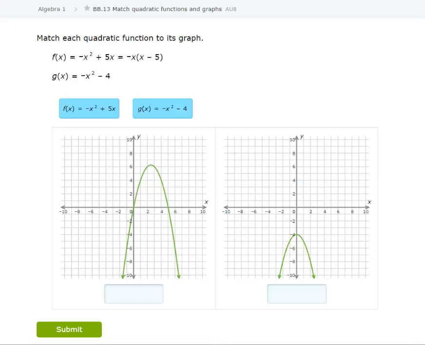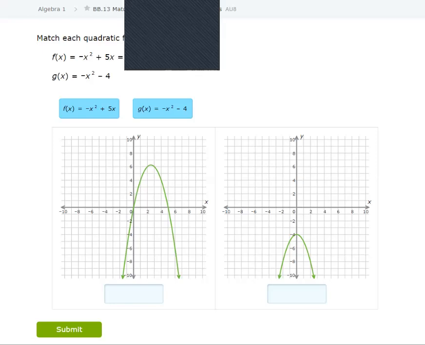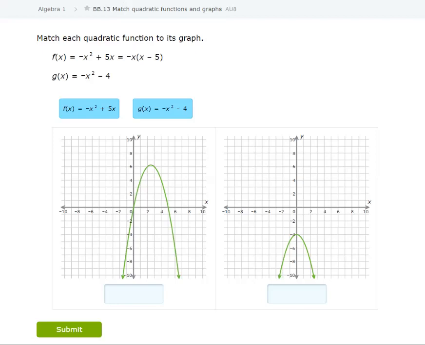Okay, this is example 2 for BB13, match quadratic functions and their graphs. So if we notice for our first equations here, they both have a equals -1. So we're not actually going to be able to choose which equation goes with which graph just based on that -a like we did on our last example. So let's look at the standard forms that they've given us.